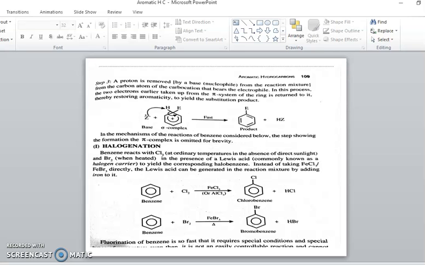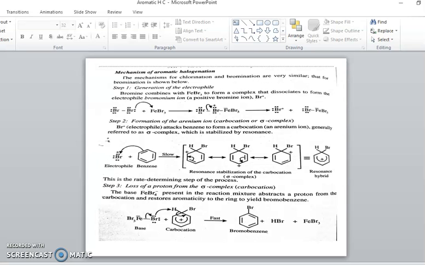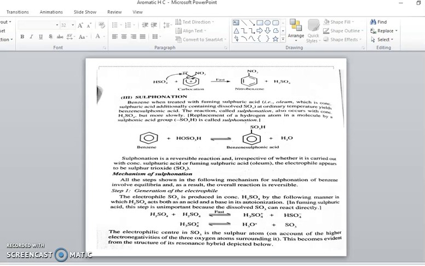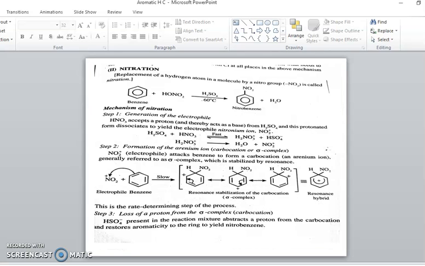Now we will discuss the next reaction. The next reaction is nitration. So what is nitration? Benzene is treated with HNO3, nitric acid, and sulfuric acid to get nitrobenzene. That's the reaction. Now here the generation of the electrophile happens in this way.